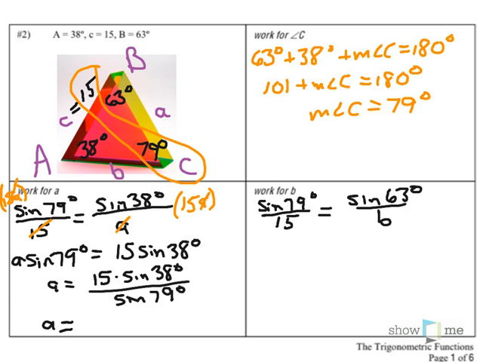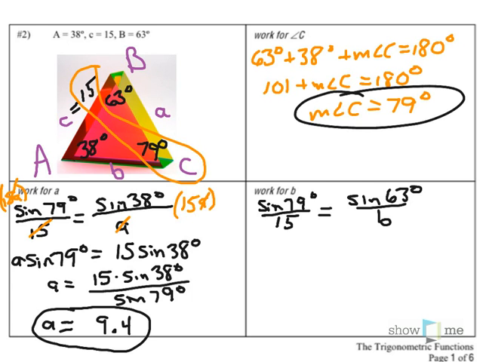The directions say round the sides to the nearest tenth. I got 9.4. Before I continue, I want to see if that seems reasonable. Opposite 79 degrees was 15. Opposite 38, which is less than 79, should be less than 15, and it is. Doesn't mean my answer is right, it just means that it's reasonable.